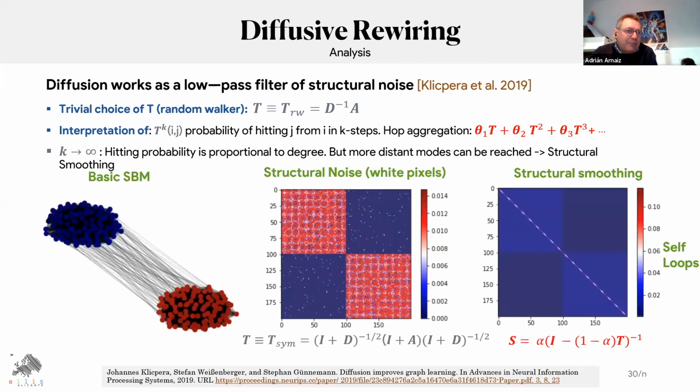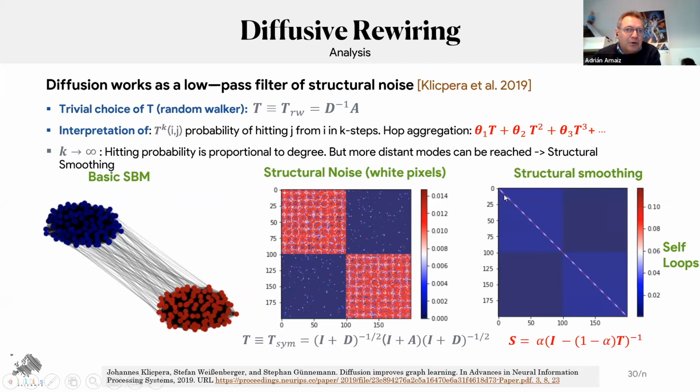So we have an example here. We can find these examples in the notebook. We have a block model, which is a very toy model, and we can see the structural noise as white pixels here, and in the center. The idea is to remove all these white pixels using diffusion.